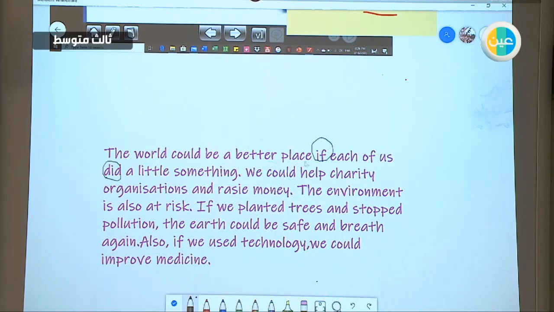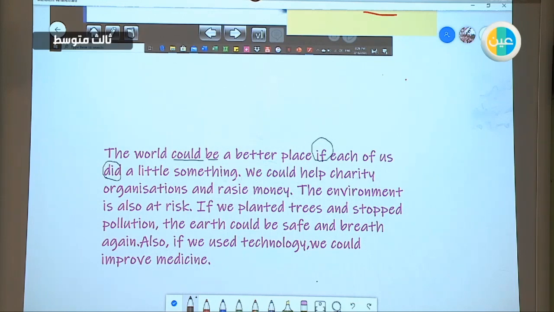Now, what about the main clause? Here, the main clause comes before "if". So the world could be a better place. We have "could" and the verb "be". So this is the first "if" clause. Let's move to the second one.